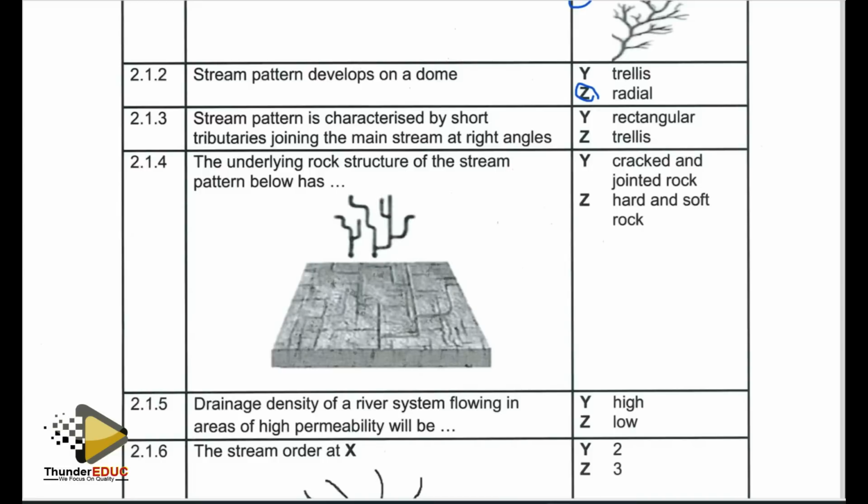Right, we go on to question number 2.1.3. Stream pattern characterized by short tributaries joining the main stream at right angles. Right, you are having a situation whereby the tributaries are shorter but the main stream is longer.